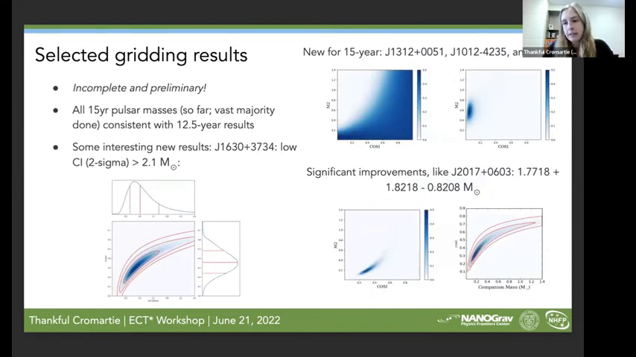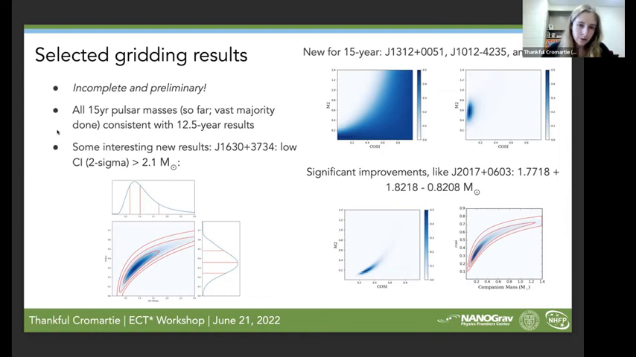Okay, and so here are some selected gridding results. I will just mention, so again, preliminary. All of the 15-year pulsar masses that we have so far, we've kind of done the gridding for the vast majority of our binary sources. Everything looks consistent with 12.5-year results and sort of all previous published results. And so that's a very good thing. So nothing too surprising there.